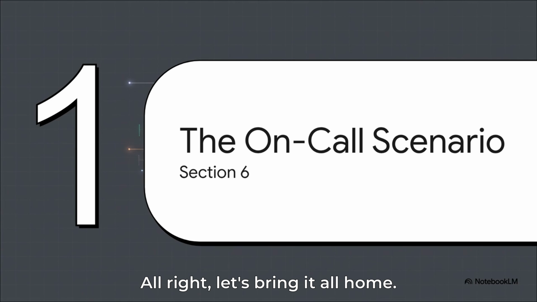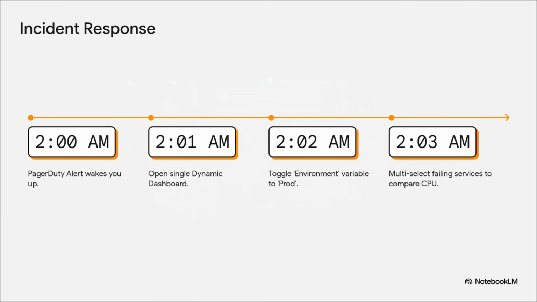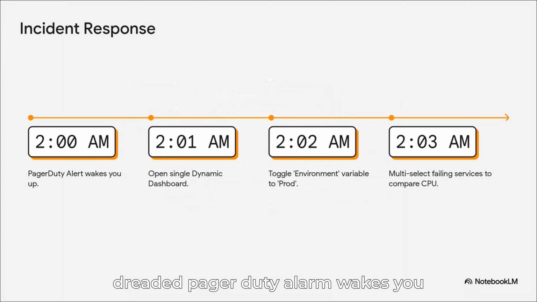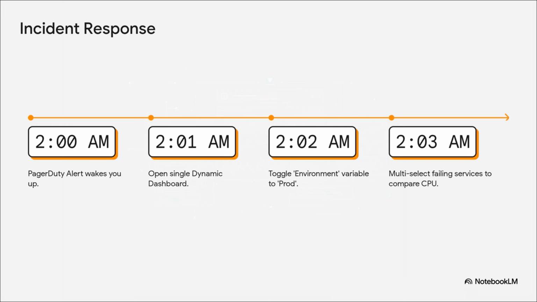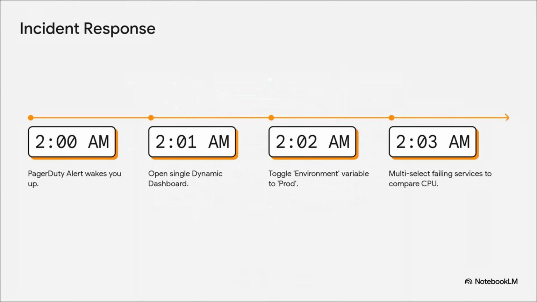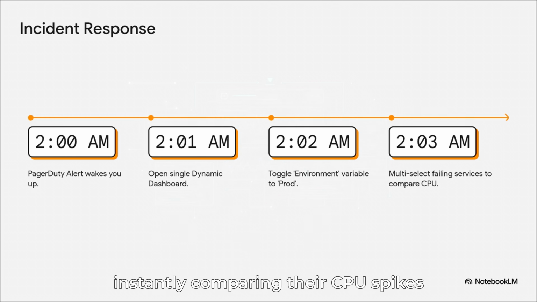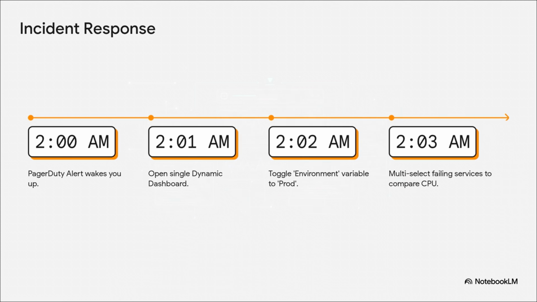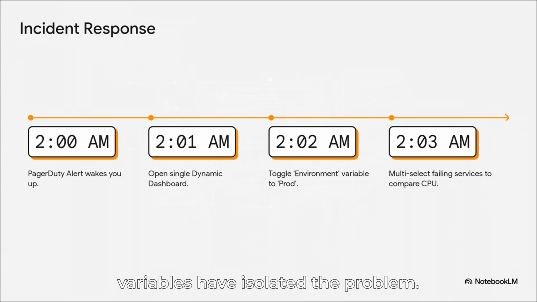All right, let's bring it all home. Section 6, the on-call scenario. Let's move to a real-world situation and see how this builds into something incredible. Picture this. It is 2 a.m. The dreaded PagerDuty alarm wakes you up in an absolute panic. Now, at 2:01, you aren't hunting through 50 different screens. You just open your single, trusted, dynamic dashboard. At 2:02, you toggle the environment variable directly over to prod. Instantly, the dependent variables update. By 2:03, you multi-select the two services that are throwing errors, instantly comparing their CPU spikes side by side on the exact same panel. Literally, in mere seconds, your variables have isolated the problem.